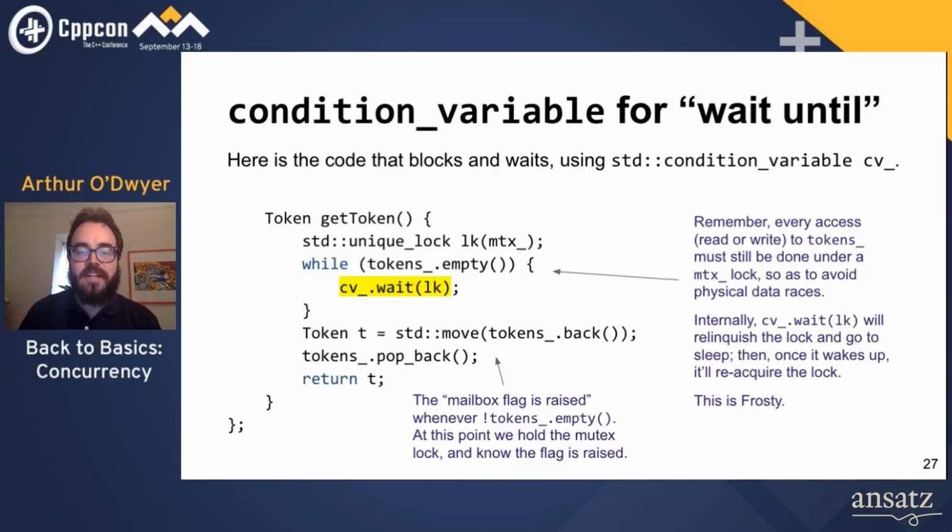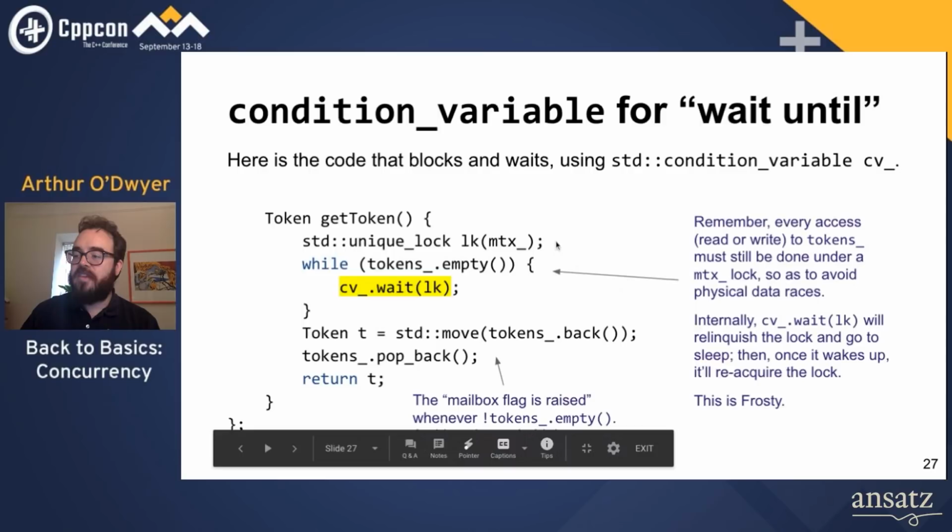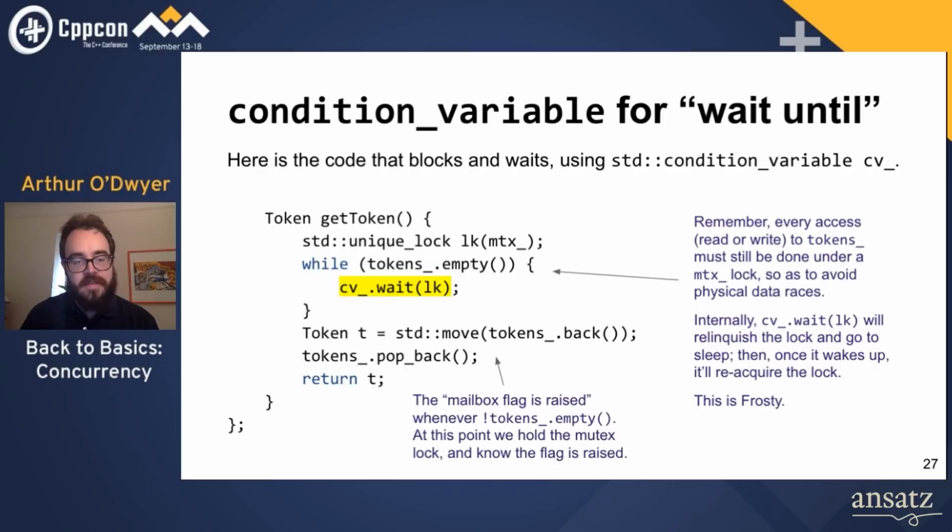On the other side, here's Frosty's side. We have a get token function. What it's going to do is take the lock on the mutex and look at the tokens vector. Is it empty? This is our mailbox flag. If the mailbox is empty, then we're going to go to sleep next to the mailbox. When we go to sleep, we are no longer looking at the mailbox and we drop our hold on the mutex. The mutex here controls access to tokens. So as long as our behavior depends on the mailbox being empty, we need to hold that mutex.